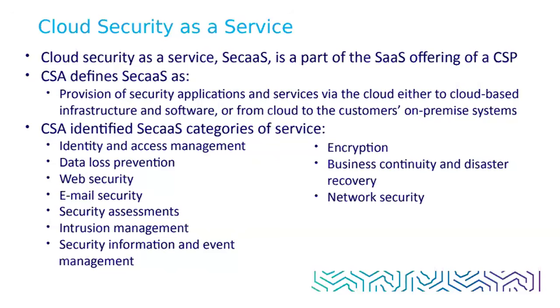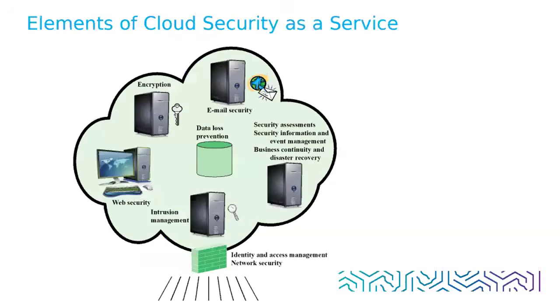Security as a service, as you can see in this diagram also, is a cloud-based software as a service offering that delivers the security applications and services for protecting both the cloud and on-premises environment through capabilities like identity and access management, data loss prevention, web and email security, security assessment, intrusion management, encryption, business continuity and disaster recovery, and network security. Everything is going to be possible in these cases.